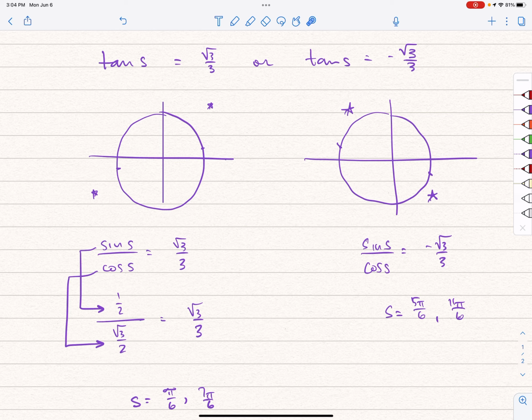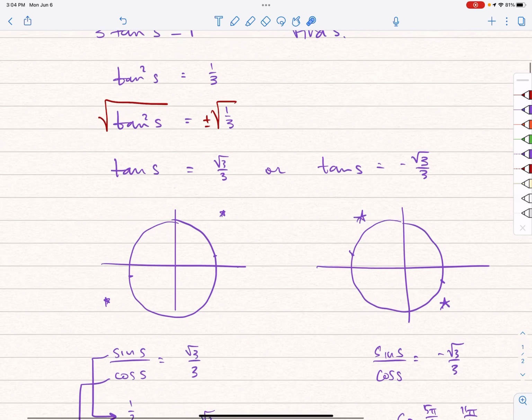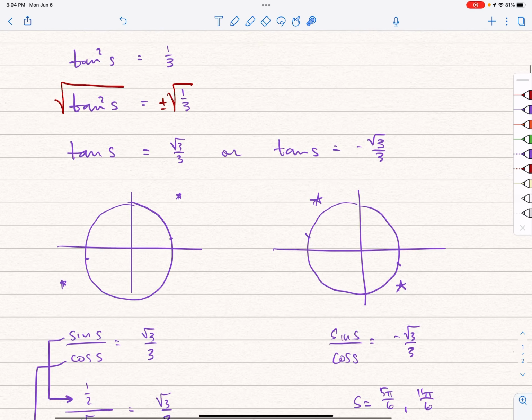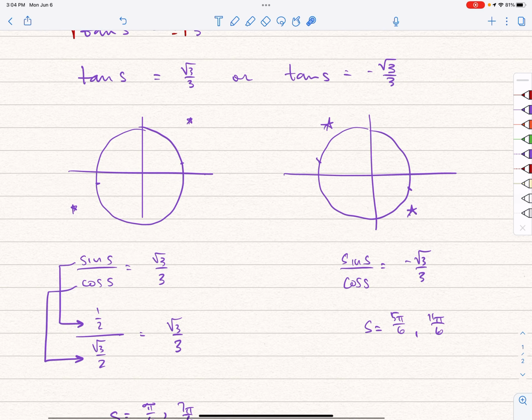Now, unfortunately, that would be a wonderfully lovely answer, except for the fact that at the very beginning, we were told that our answers should lie in this interval right here. And this makes it a little bit trickier. So let's keep in mind that the two answers I have right now are not valid answers. Those two answers would fall in between 0 and 2 pi, and I need a different interval. So I'll come back to that here in just a moment.